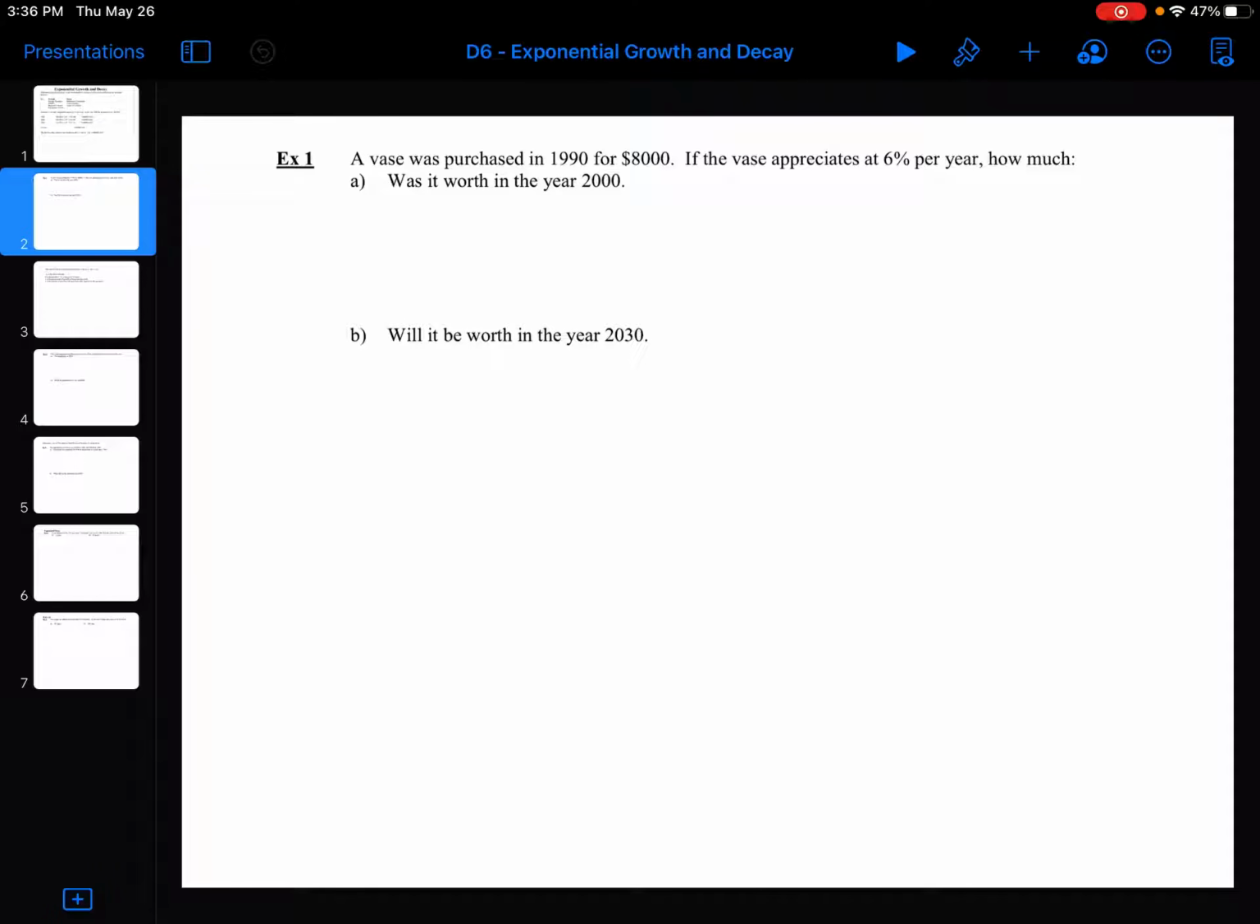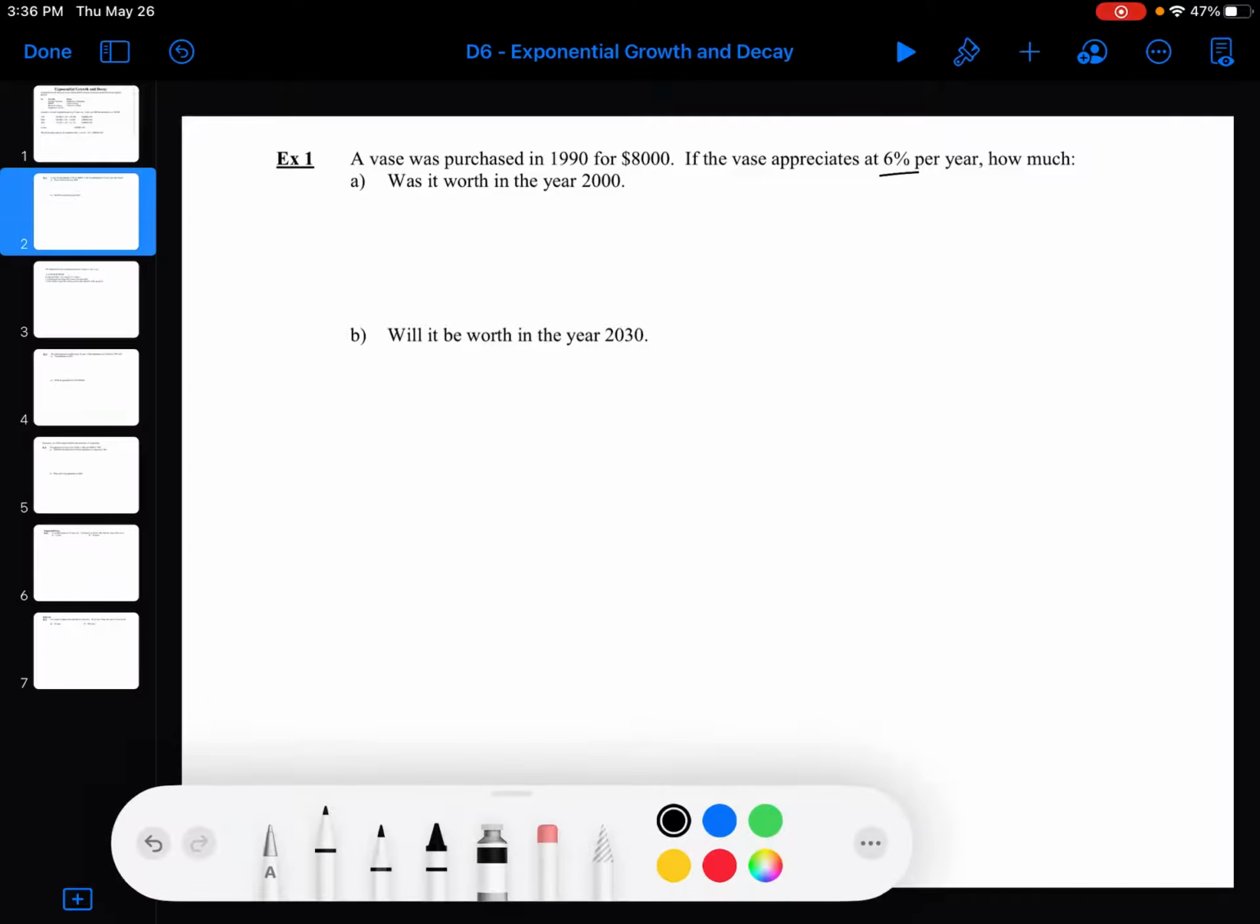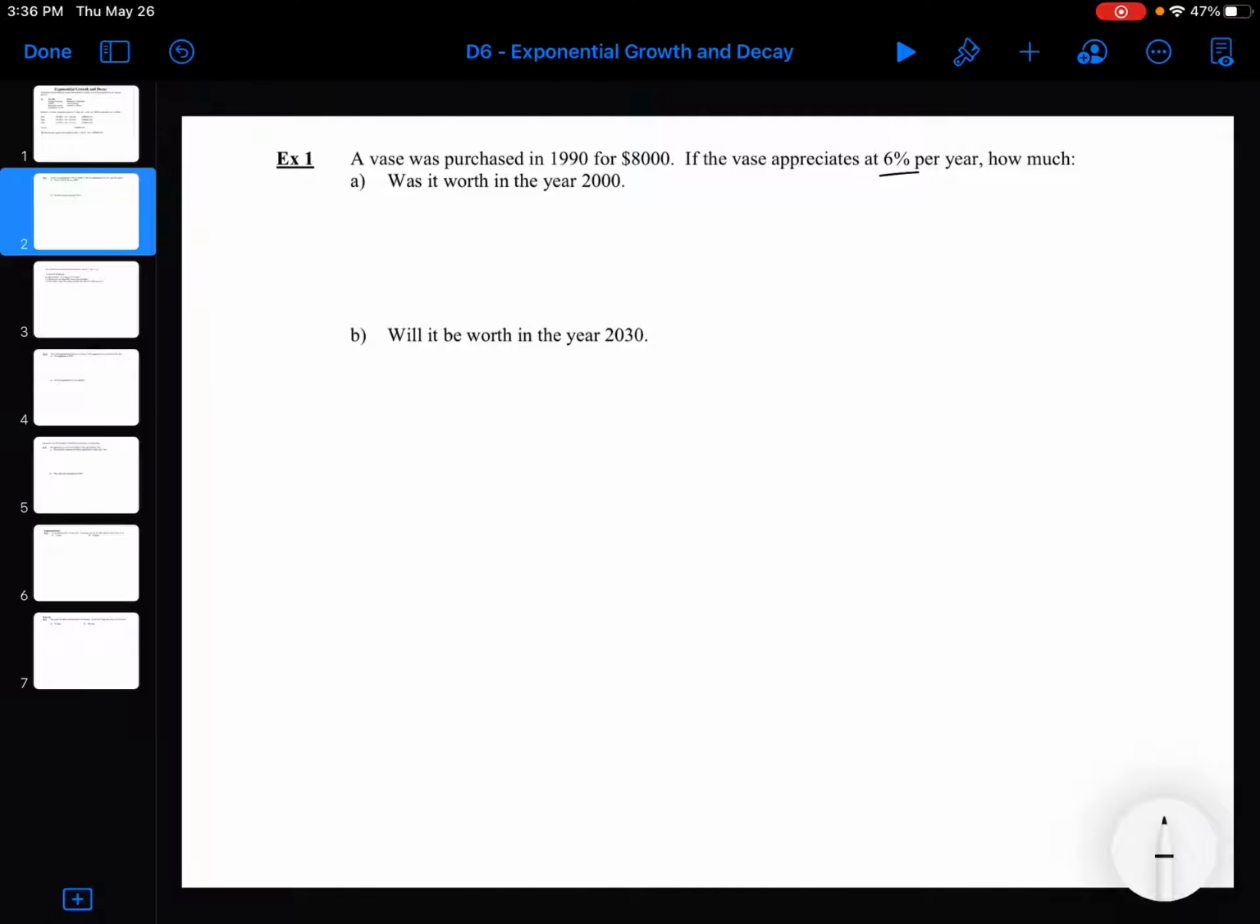So a vase was purchased in 1990 at $8,000. What was it worth in the year 2000? What's it going to be worth in the year 2030? So all we're going to do is we're growing by 6% each year. So if we're growing by 6% each year, our final amount is going to be worth our initial value times 1.06.